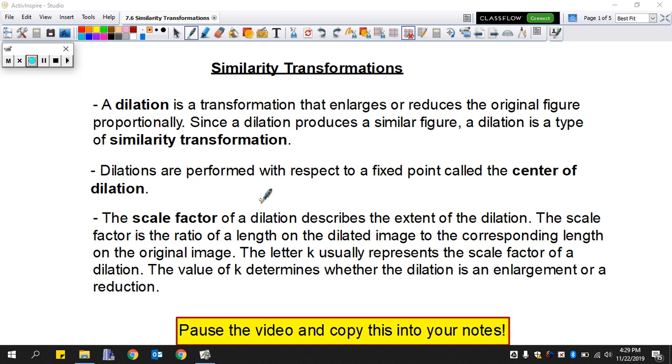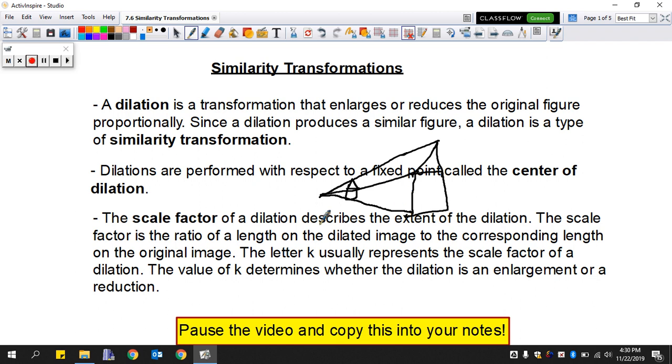What that would look like is, if you have a house, and you go from this point, this center of dilation here, and you draw lines from that point all the way out, you would end up having a bigger image, an enlargement.